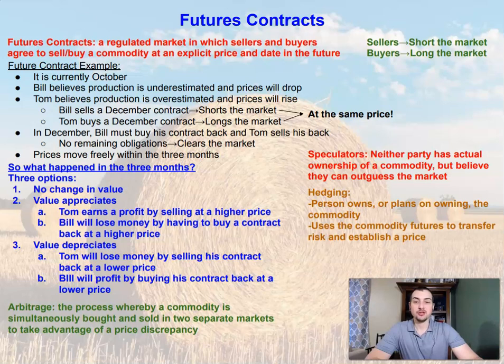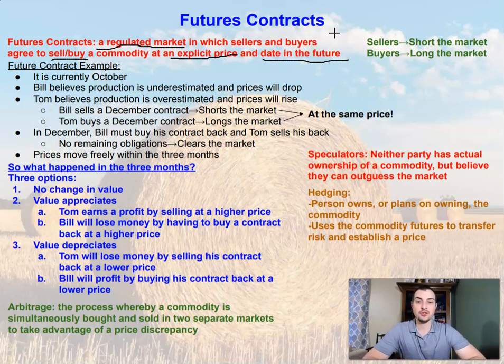So in the last few videos, we've introduced that concept of the futures markets and the futures contracts. And in the last video, we talked about sellers. Their term is they're going to be shorting the market, whereas buyers are actually going to be longing the market. So let's back up and look at what a futures contract is. A futures contract is a regulated market in which the buyers and sellers agree to sell or buy a commodity at an explicit price at a date in the future.